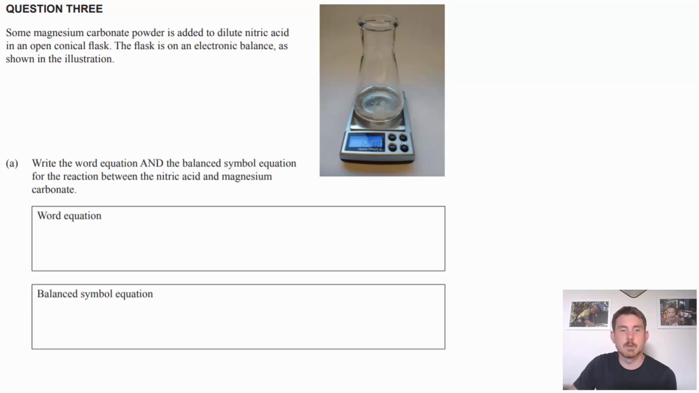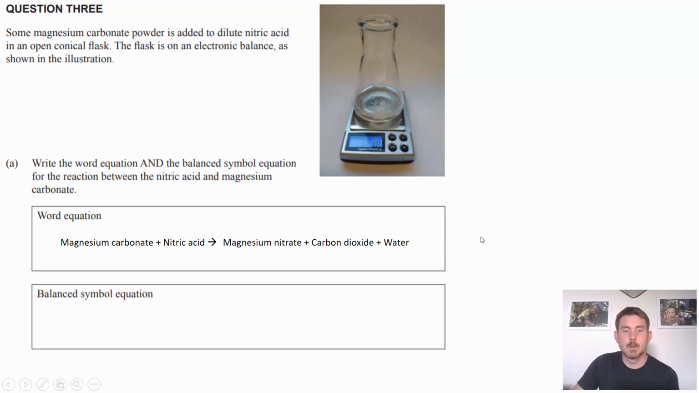So the word equation to start us off with will be magnesium carbonate plus nitric acid. Because it's a carbonate reaction, we should recognize that that's going to produce carbon dioxide and water as well as a salt. And the salt in this case is going to be magnesium nitrate. So again, taking the first part of the name from the metal, and then the acid gives you the second part of the name of the salt, so magnesium nitrate. That's achieved level if you can get the word equation.